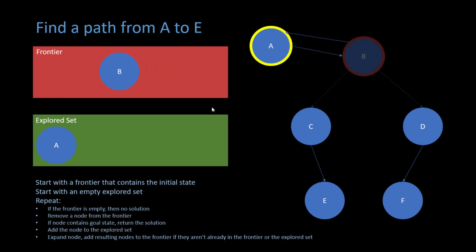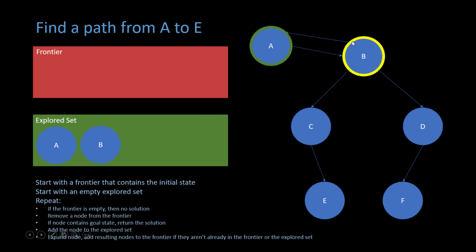So I expand my A node, and now my frontier is B. Okay, so I just expanded. If the frontier is empty, then no solution. Okay, it's not empty, so there's still a solution. I remove a node from the frontier. Now I explore it, and now it makes part of my set.